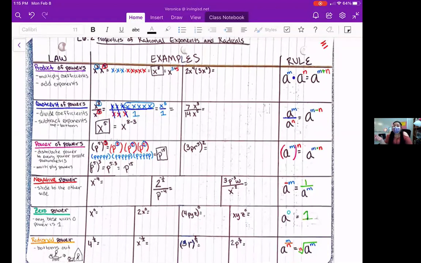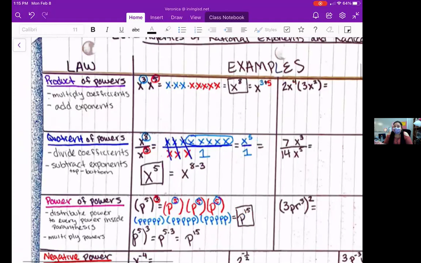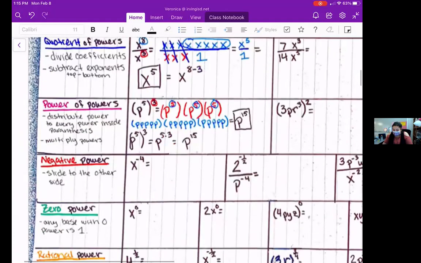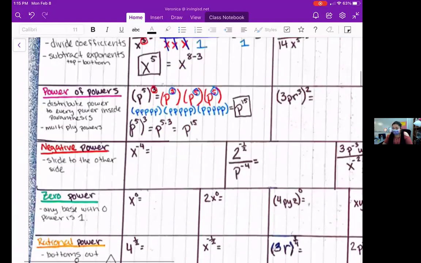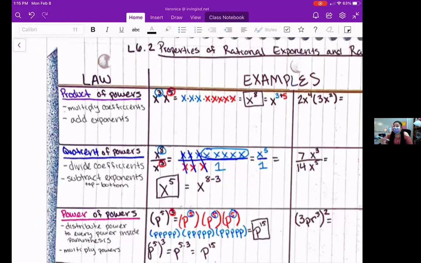All right, so we have the first law is product of powers. So we're basically going to go through them, okay? Look at the rule and then just an example of each one of them. So the first law we have is product of powers. And if you'll see underneath the law, I pretty much tell you what you're supposed to do, okay? So anytime you see product of powers, you're gonna multiply the coefficients and then add the exponents, okay?